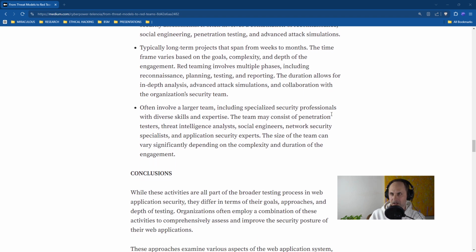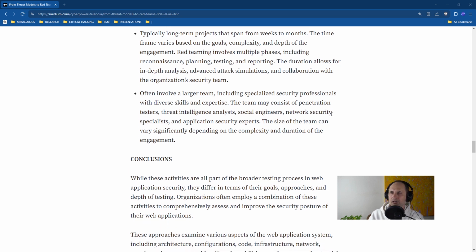Typically, these are long-term projects that span from weeks to months. The time frame varies based on the goals, complexity, and depth of the engagement. Red teaming involves multiple phases, including recon, planning, testing, and reporting. The duration allows for in-depth analysis, advanced attack simulations, and collaboration with the organization's security team.